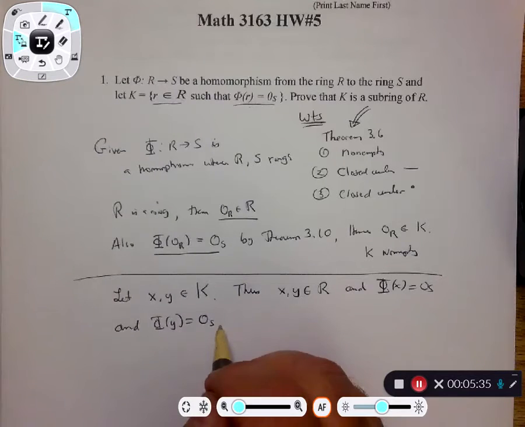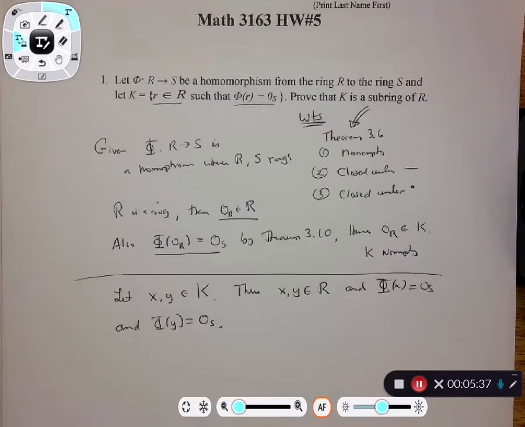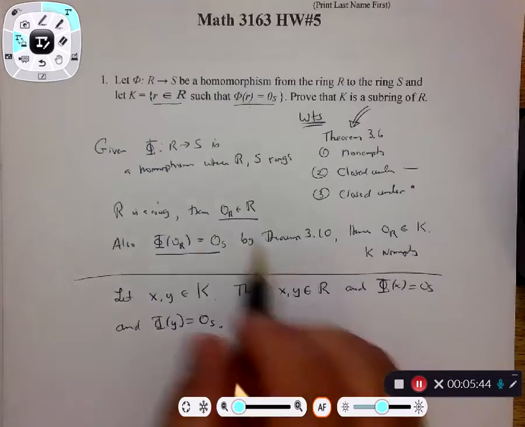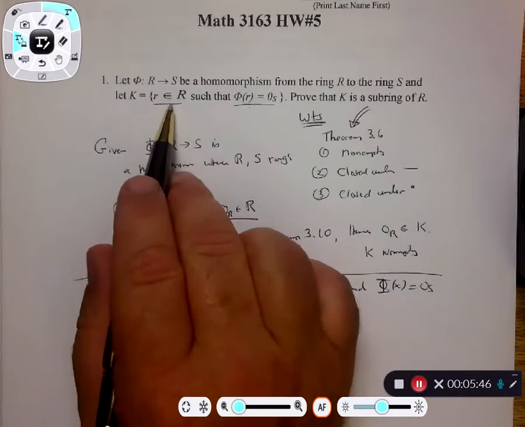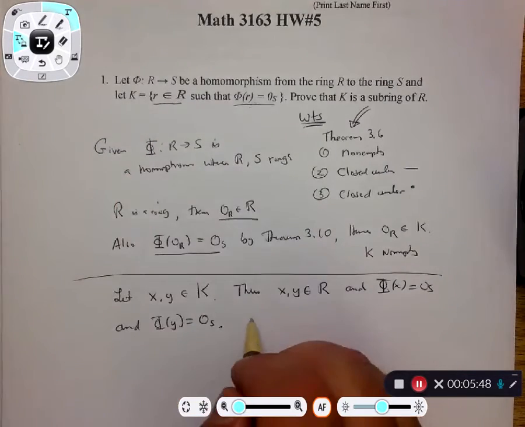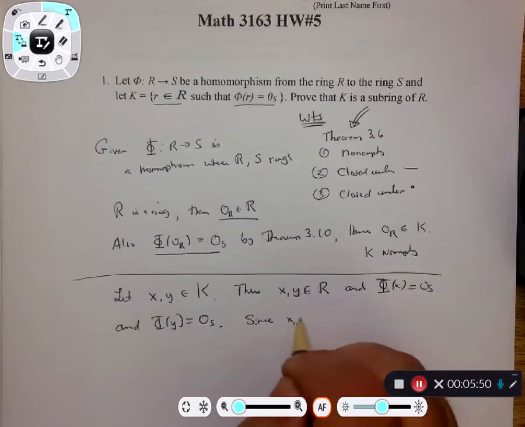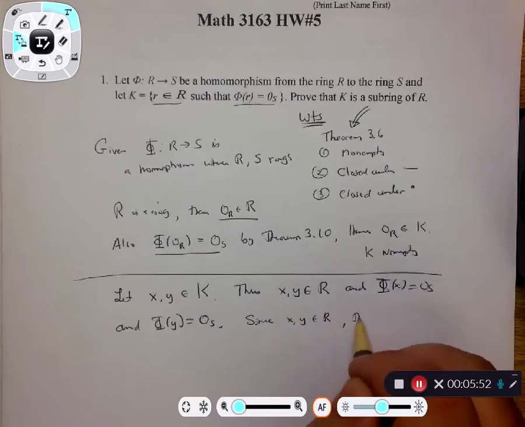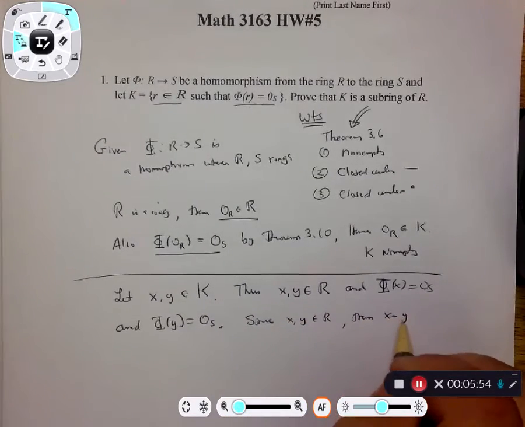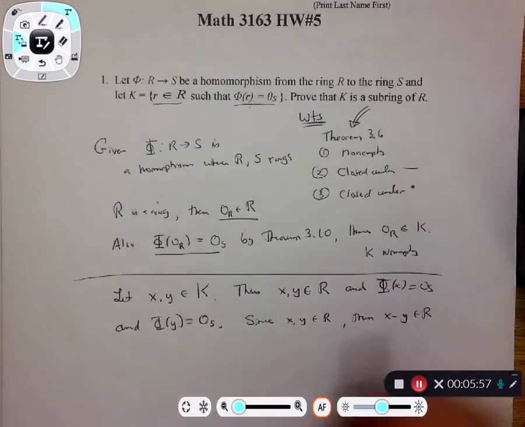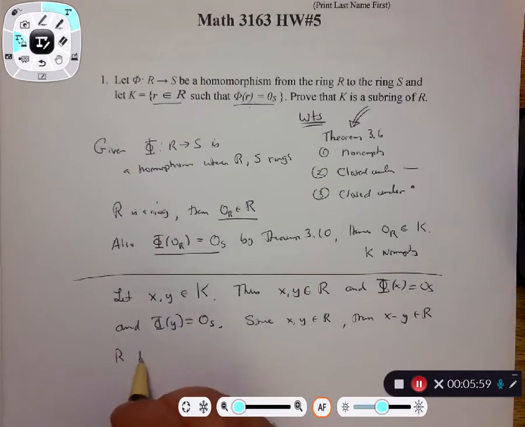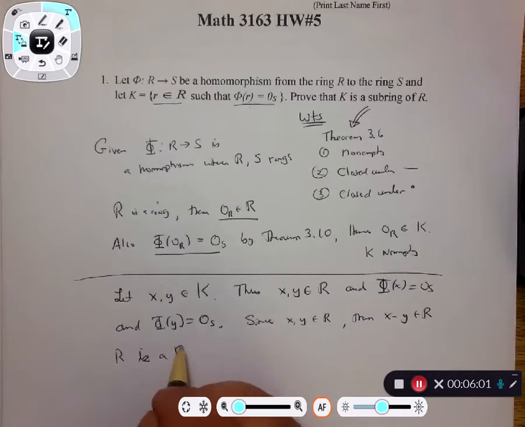Now, I want to talk about closure under subtraction. So those are my properties. Now let's talk about subtracting the two elements. Well, you first got to talk about making sure that the subtraction is inside of R. Well, since x and y are in R, then x minus y is an element of R. What's my reasoning there? Well, because R is a ring, and rings have closure.